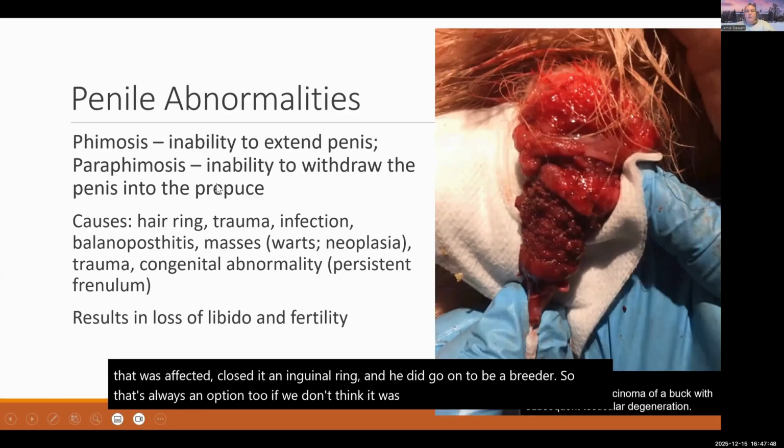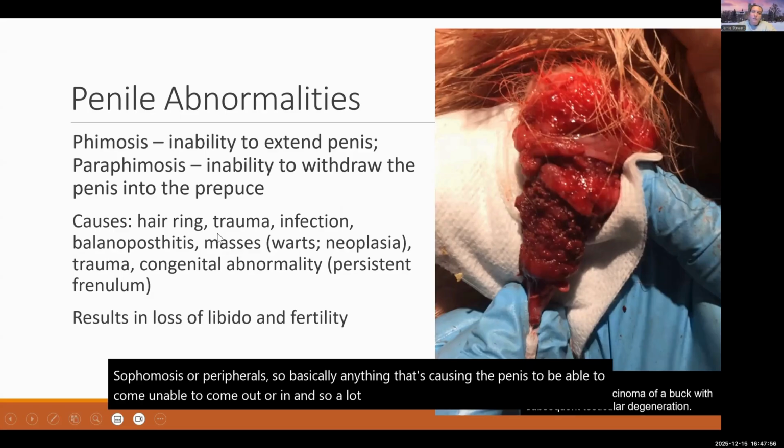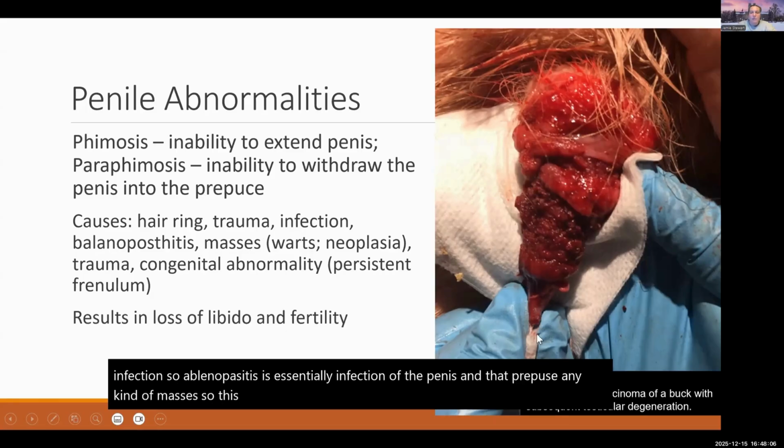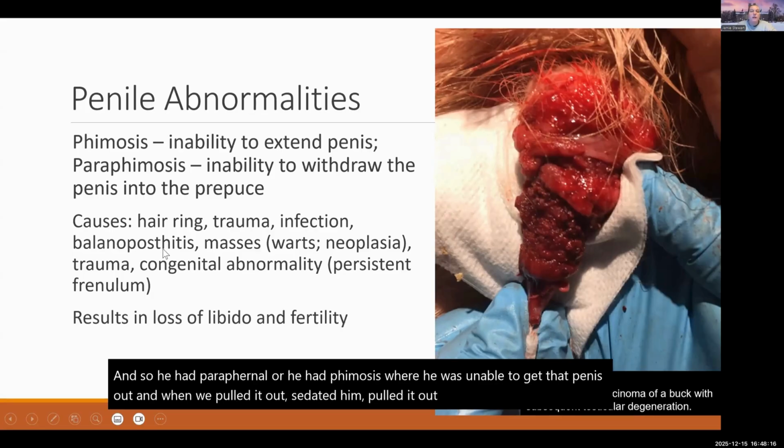So phimosis or paraphimosis, basically anything that's causing the penis to be unable to come out or go in. There are a lot of different causes: hair ring, trauma, infection. So balanoposthitis is essentially infection of the penis and the prepuce. Any kind of masses. This is a penis right here, and this was a big mass. And so he had phimosis, where he was unable to get that penis out. And when we sedated him and pulled it out, that's what we found.